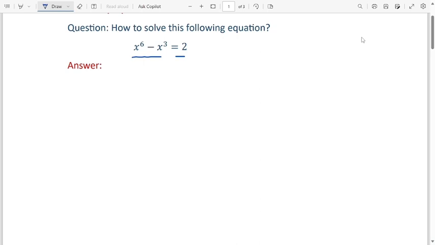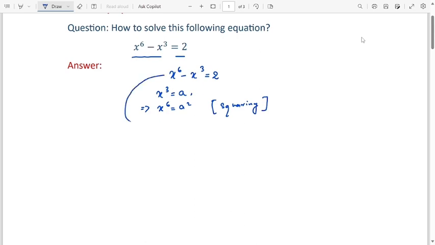So let's see. First let me write the equation. x to the power 6 minus x cube equal to 2. Our first step is we are choosing x cube equal to a. So now from here we can write x to the power 6 equal to a square. We are squaring both sides of the equation.